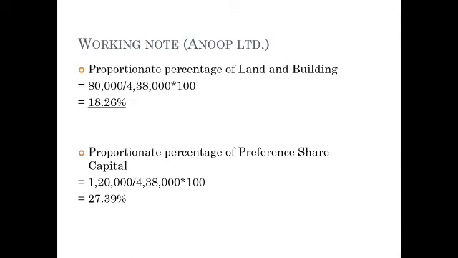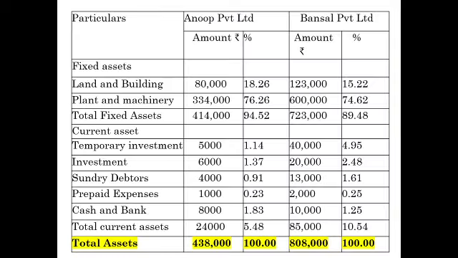Land and building is nearly taking 18% of the total assets. Like that, the same formula we need to apply for all the remaining individual items. For example, for plant and machinery, here it is 76%. If you total that, the total fixed asset value is nearly 94%.